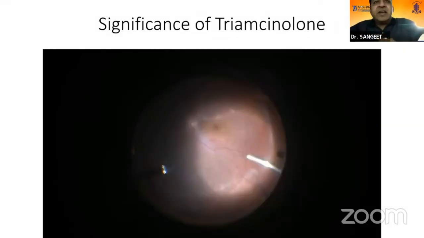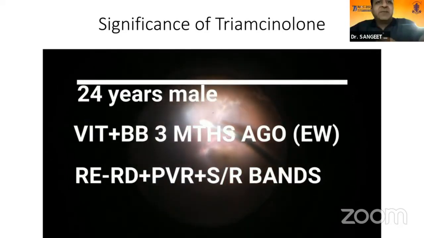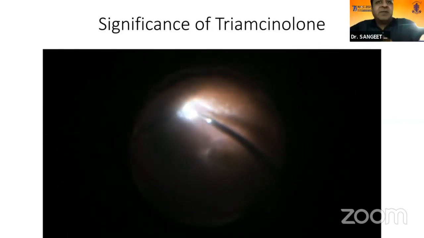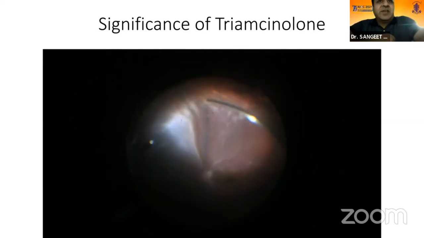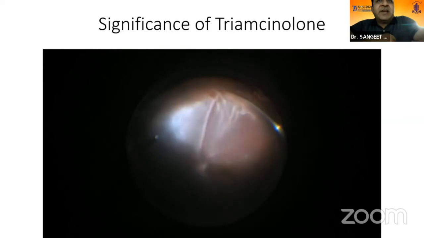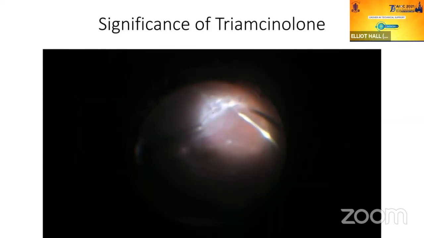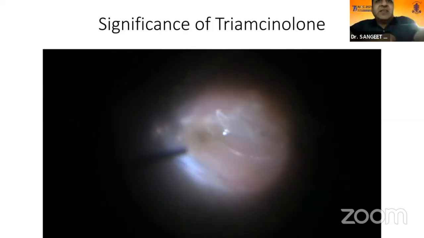So here I'll highlight what is the significance of triamcinolone in this video. This was a 24-year-old male, who had undergone vitrectomy plus belt buckling 3 months ago, but he presented with the recurrence of retinal detachment. So you see here we are removing all the vitreous that is left behind, and once we had done so, I just injected triamcinolone.